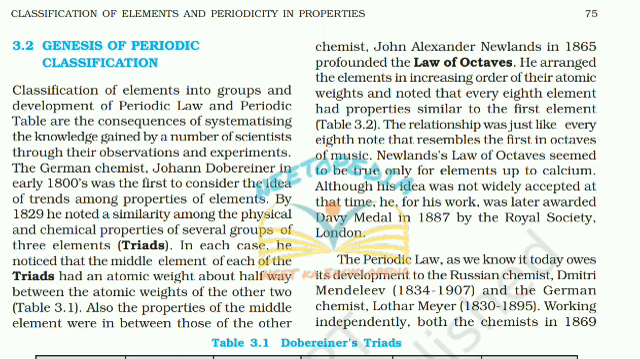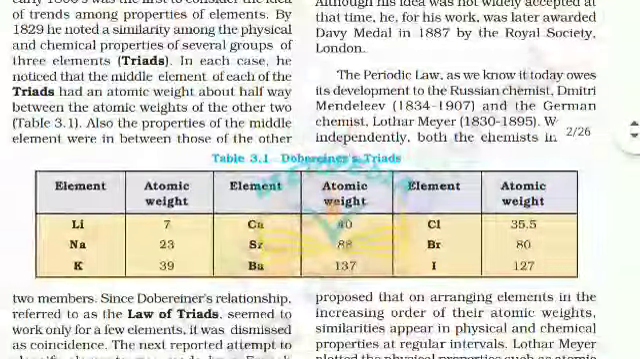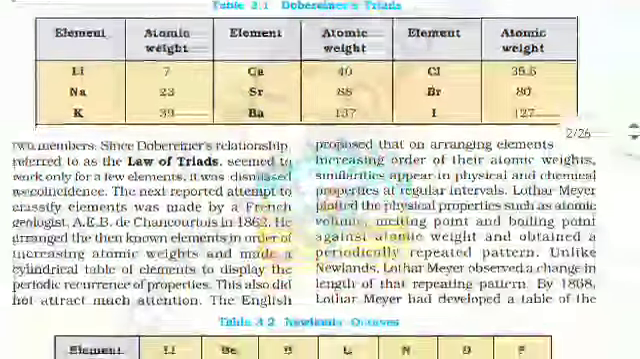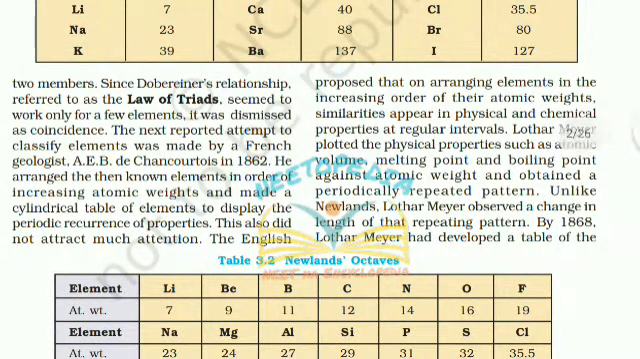The periodic law as we know today owes its development to the Russian chemist Dmitri Mendeleev and the German chemist Lothar Meyer. Working independently, both the chemists in 1869 proposed that on arranging the elements in increasing order of their atomic weight, similarities appear in physical and chemical properties at regular intervals. Lothar Meyer plotted the physical properties such as atomic volume, melting point and boiling point against atomic weight and obtained a periodically repeated pattern.